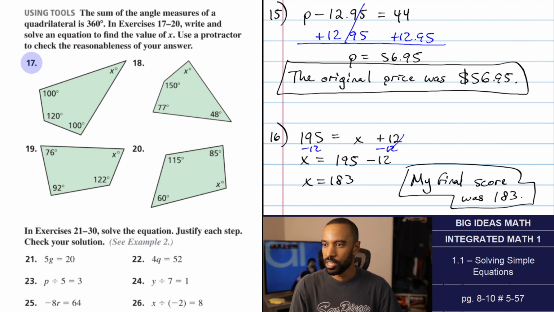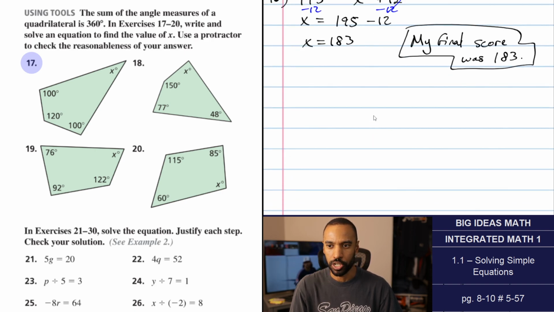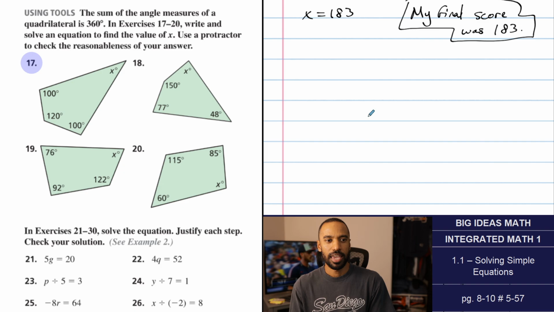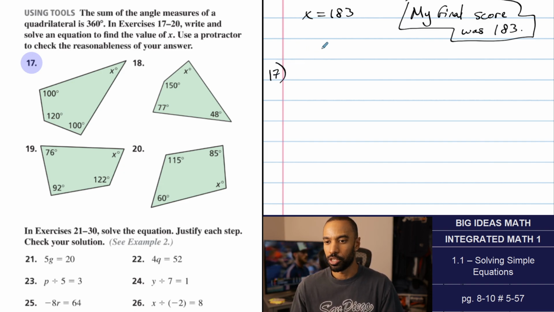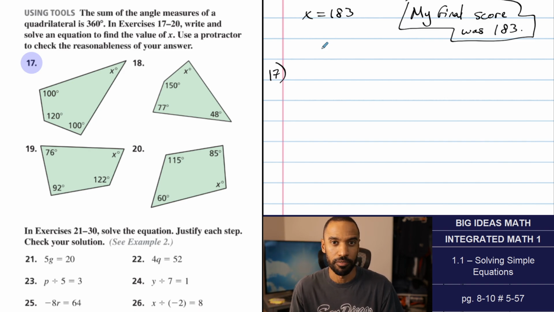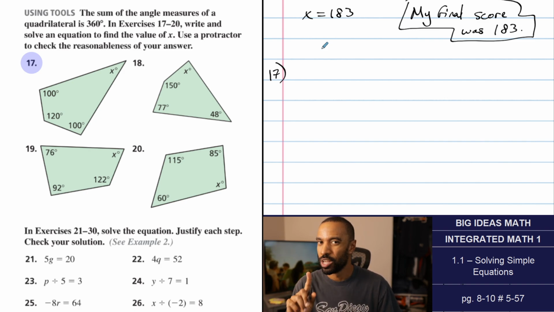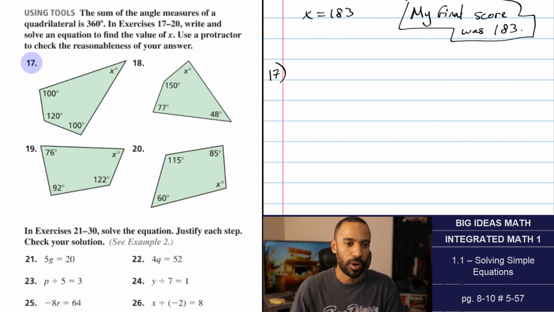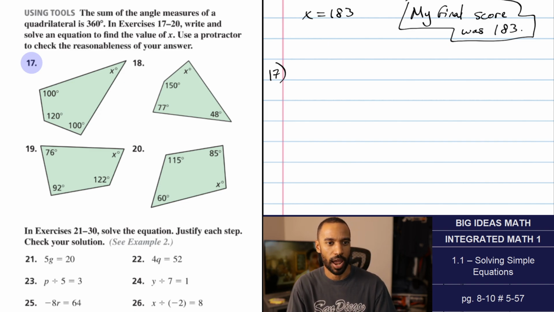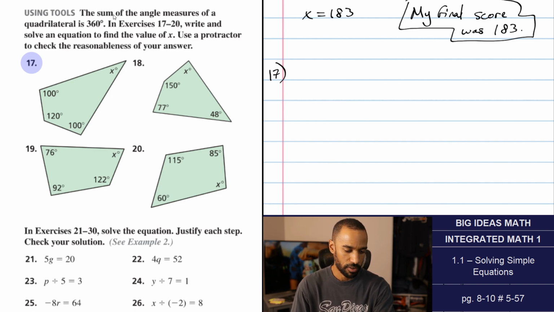All right, numbers 17 through 20, we have what almost looks like geometry here. The sum of the angle measures of a quadrilateral is 360 degrees. Okay, that's a fact that they're telling you now, which is true. It's something we'll probably have to revisit about 9 chapters from now. So just remember that one. In exercises 17 through 20, write and solve an equation to find the value of x. Use a protractor to check the reasonableness of your answer.